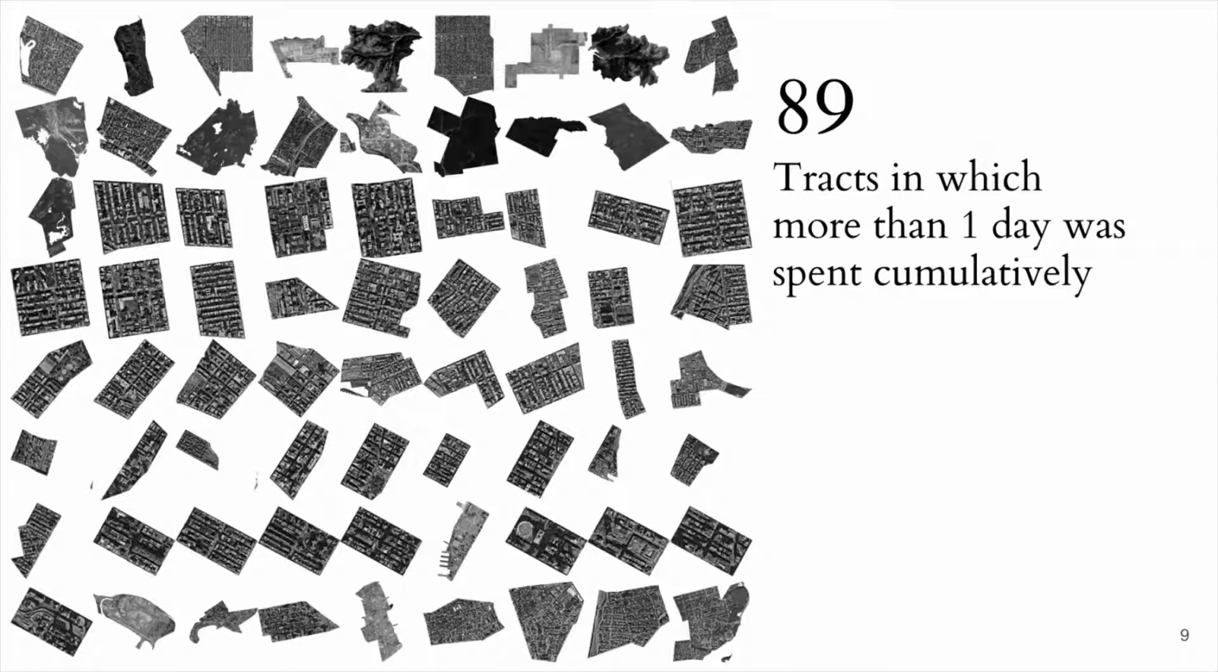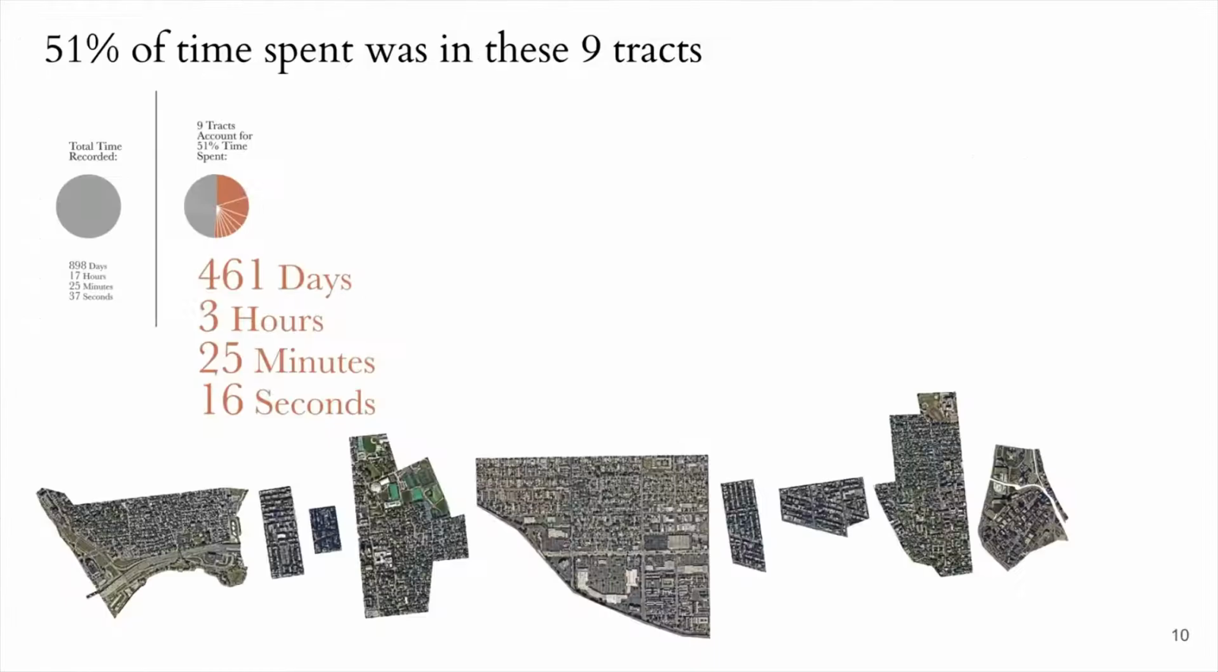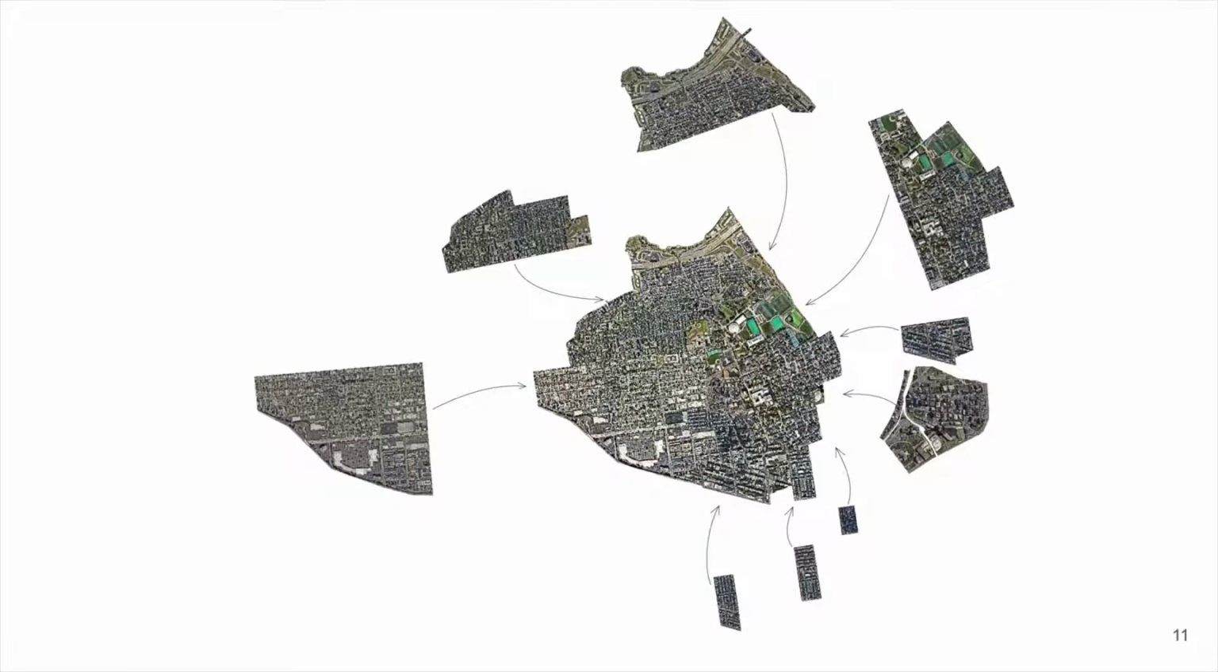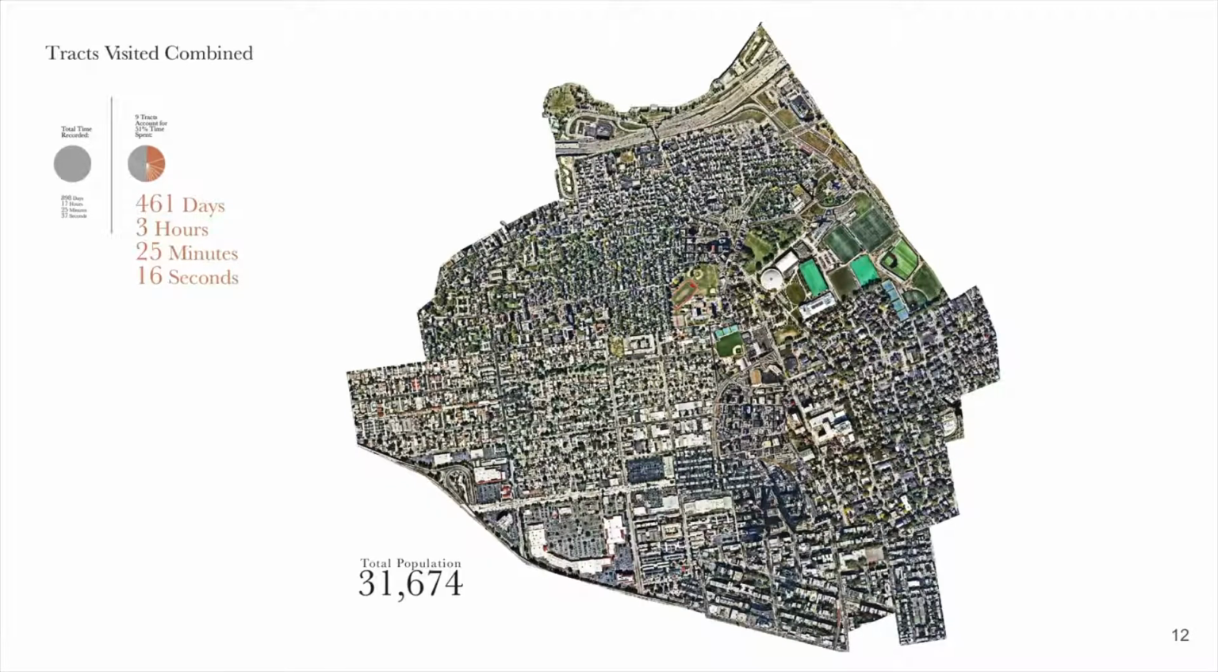From there, I singled out the tracts that this person spent the most time in, and further narrowed down to these 9 tracts that the individual spent more than 50% of their time in. And to formulate a visual argument, these tracts were assembled into this hypothetical island where the person lives for most of their time.